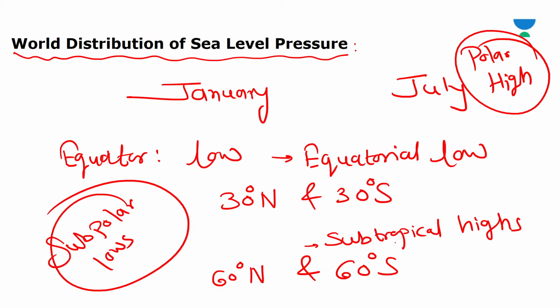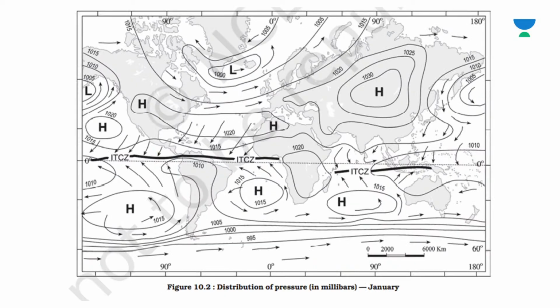Now these pressure belts are not permanent in nature, and they oscillate with the apparent movement of the sun. So in the northern hemisphere in winter, they move southwards, and in the summer northwards. So see the distribution of pressure in the month of January.